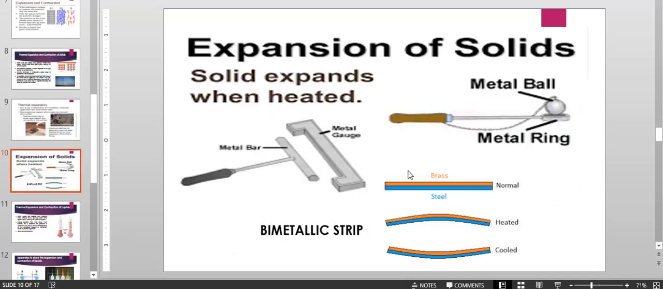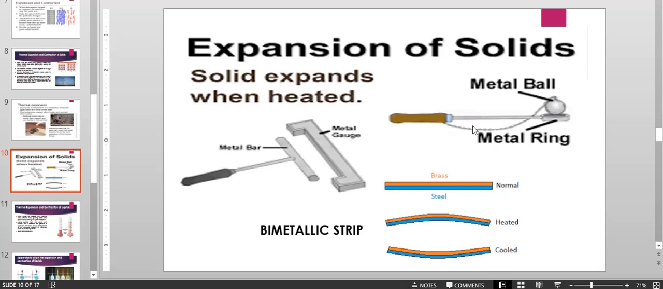These are the three experiments by which you can see the phenomenon of thermal expansion and contraction of solids when heated or cooled. The first experiment is about the metal bar and metal gauge experiment. At room temperature, this metal bar will completely fit into this gauge. But when you heat this metal bar, the bar will expand due to the movement of its molecules, and it is unable to fit in this metal gauge. Whereas when you remove the heat, after some time, this bar will be able to fit in this gauge again.